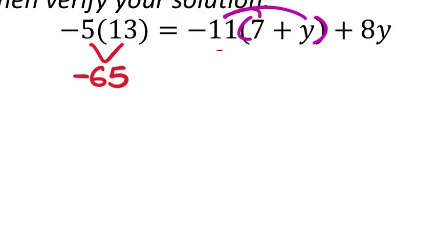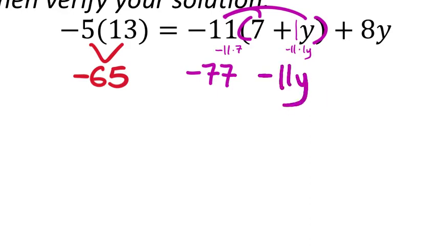So this is going to be negative 11 times 7 here first. Again, you don't have to worry about multiplying by the negative or anything like that. The calculator will do that for you. That's negative 77. But also we have to distribute the 11 to the 1y right there.